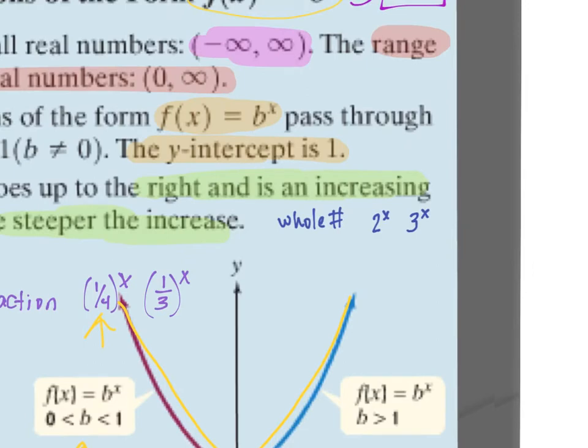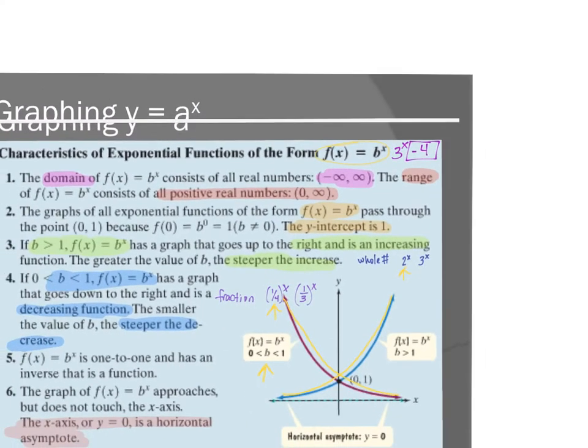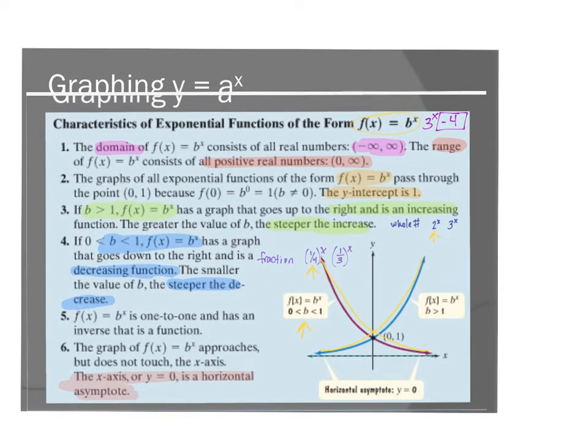If you have a whole number as your base, your graph is going to do what? Increase. Very good. The bigger the base, like 2 to the x, 3 to the x, 4 to the x, the bigger the base, the steeper your curve is. It's just going to get steeper as you go up. It's a one-to-one function. It does have an inverse. And again, your asymptotes, it's going to get really, really close to, but not touch.